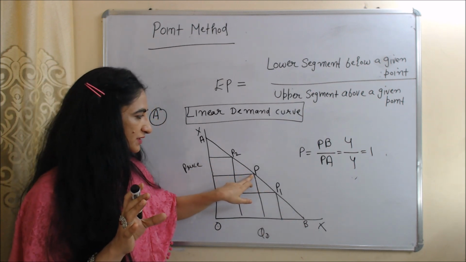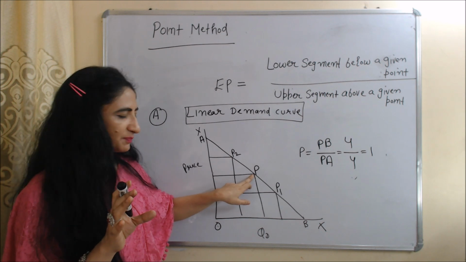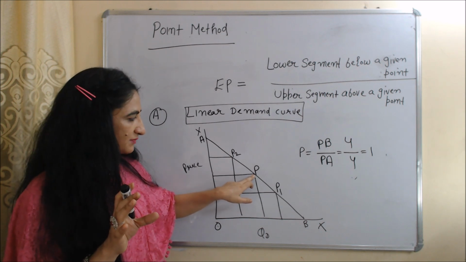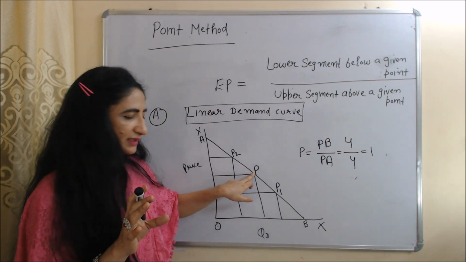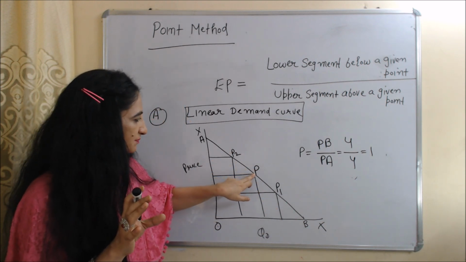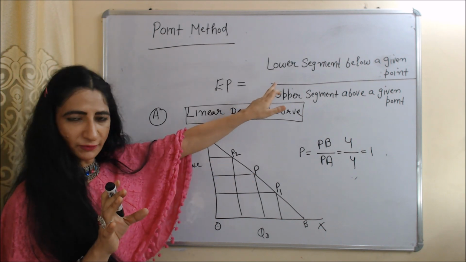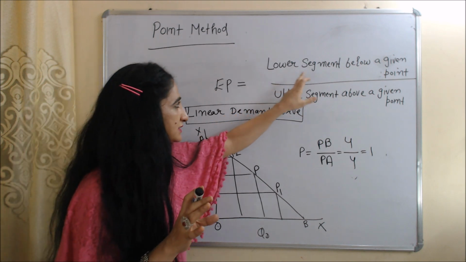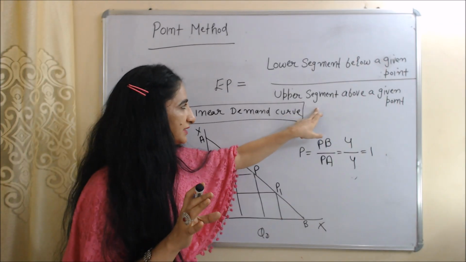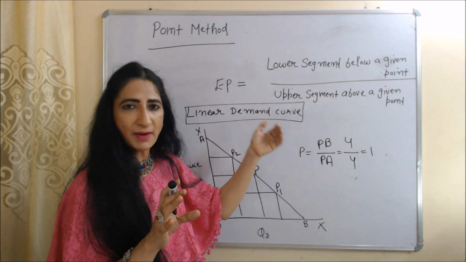Suppose we want to measure elasticity of demand at this P point, and lower segment below this P point is PB, and upper segment above this P point is PA. And formula of calculating elasticity according to this method is lower segment below a given point divided by upper segment above a given point.